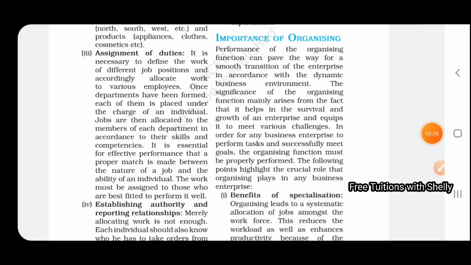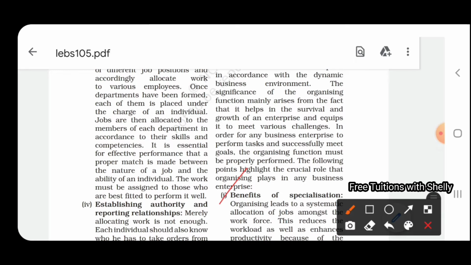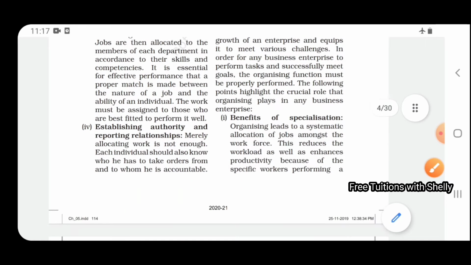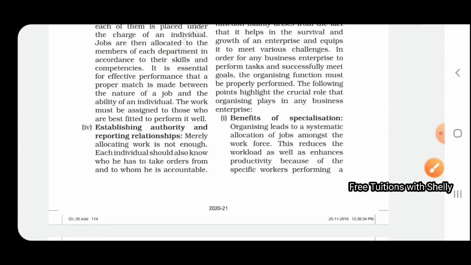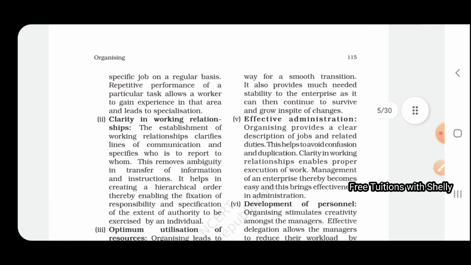Next is about the importance of organizing. Why is organizing important? As we said, organizing leads to division of work, so it will obviously lead to specialization. The first important point is benefits of specialization. A specialization benefit will be available for the business organization because each work is divided among different departments, and different groups are doing so. The work which is done by each group will be in a specialized form. So it reduces the workload as well as wastage and minimizes errors.